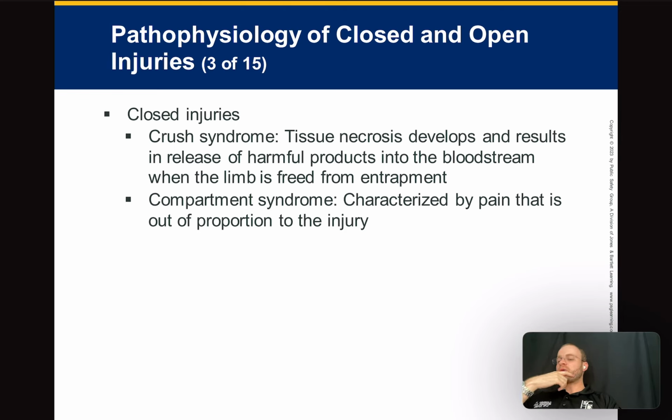And so what happens in crush syndrome is, let's just imagine a big boulder is laying on top of my arm, like a 5,000-pound rock, and it's squished my arm, okay? And I'm trapped for hours, okay? All the cells in my arm are going to start dying and exploding, okay? And so as they explode, they release their products, namely potassium and lactic acid.